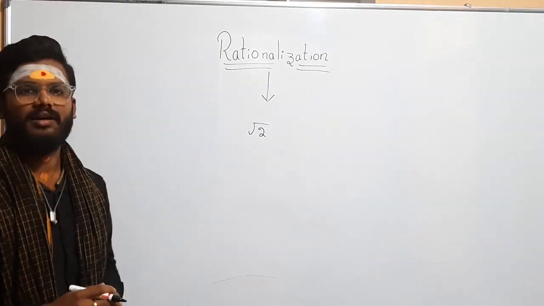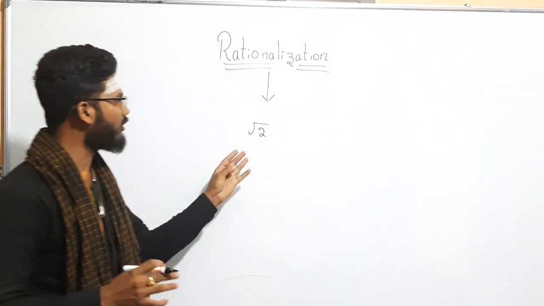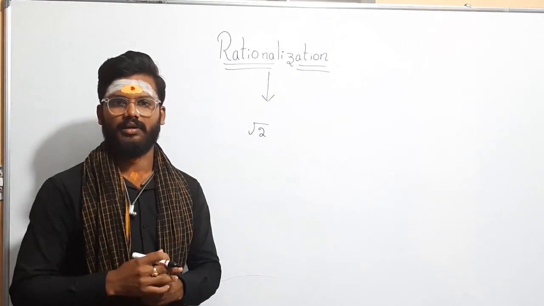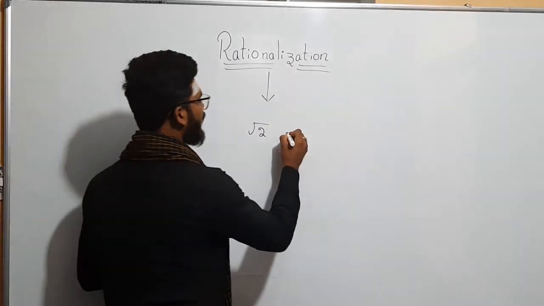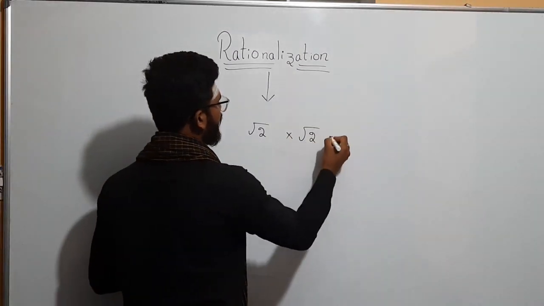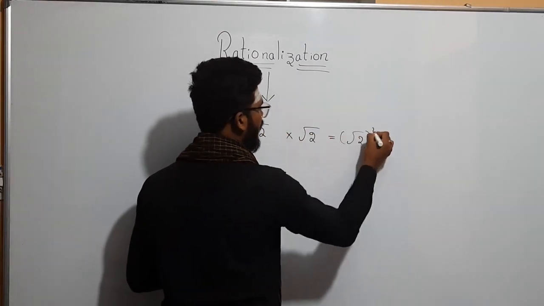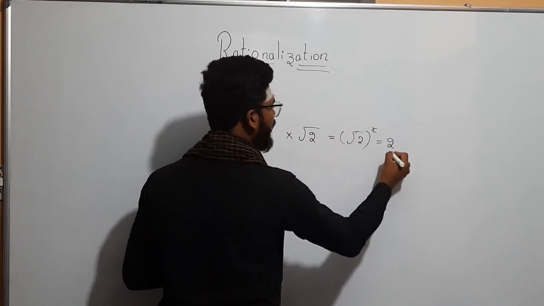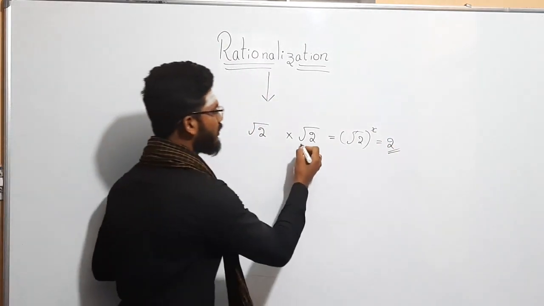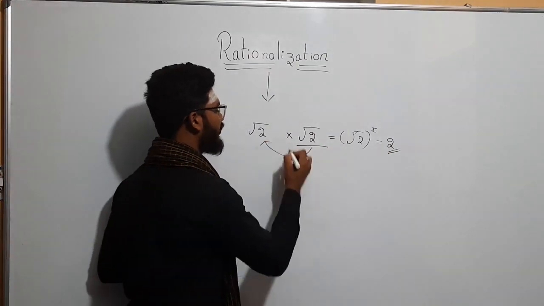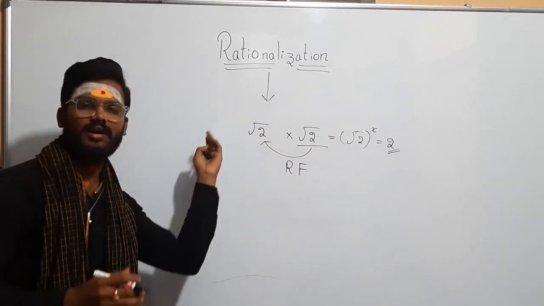Suppose this one is an irrational number, right? So I want to make it a rational number. So how can I make it a rational number? For this, if I multiply with root 2, then it will become root 2 whole square, right? So root 2 whole square is nothing but 2. It became a rational number. So here we can tell root 2 is a rationalizing factor for root 2.